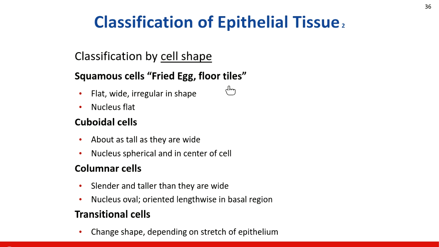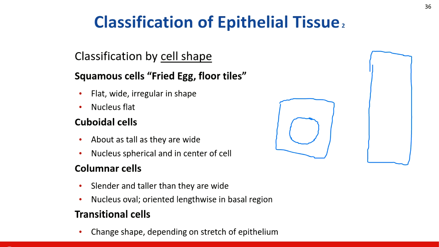Cuboidal cells will be as tall as they are wide. They'll look like a square, and so the nucleus will be directly in the center, spheroidal in shape. Columnar cells are like a column, so they'll be taller than they are wide, and the nucleus will also mimic that shape and appear to be oval. Usually the nucleus is in what we refer to as the basilar region, or the bottom half of the cell. And then finally, the last cells we are going to talk about are the transitional cells.